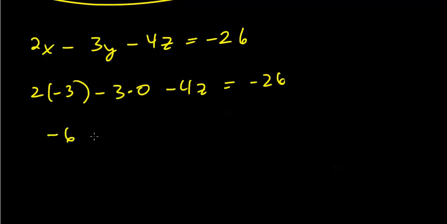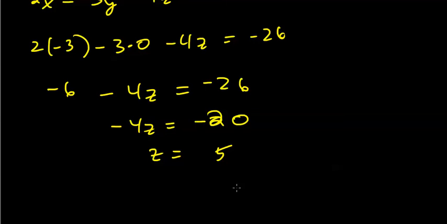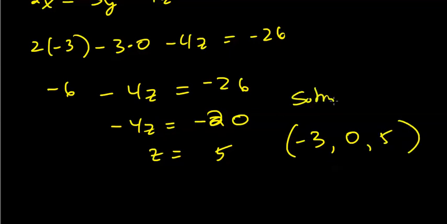Minus 6. Well, 3 times 0 times anything is 0. Minus 4z equals minus 26. Adding 6 to both sides, I get negative 4z equals minus 20. And dividing both sides by negative 4, I get z equals positive 5. Alright, so my final solution for x, y, and z, simultaneous solutions in all 3 of those equations, is the coordinate minus 3, 0, 5.